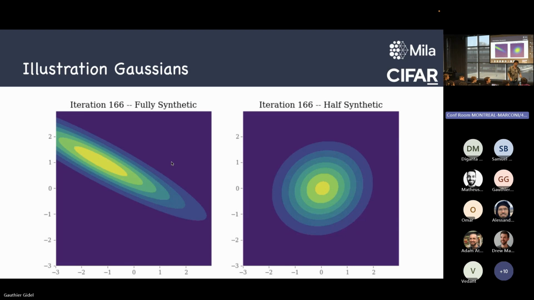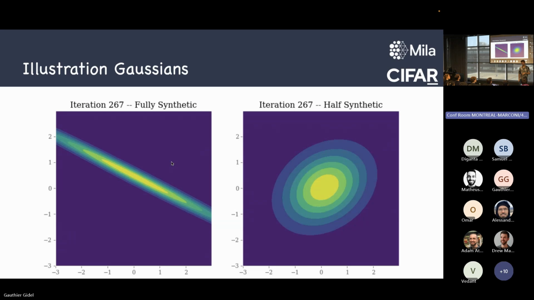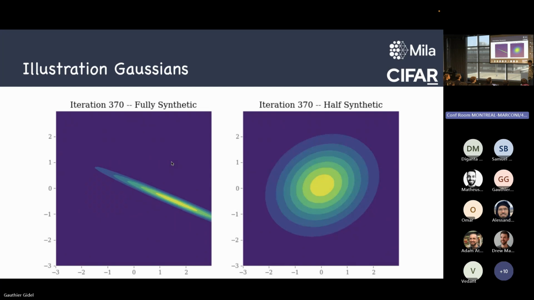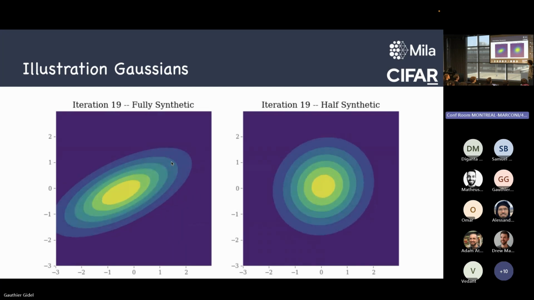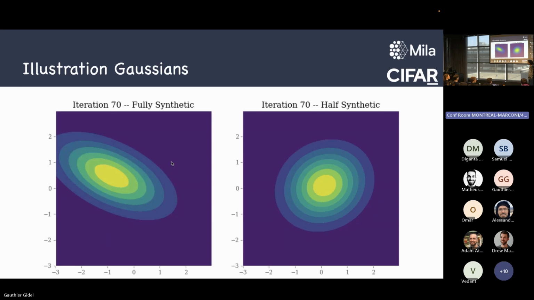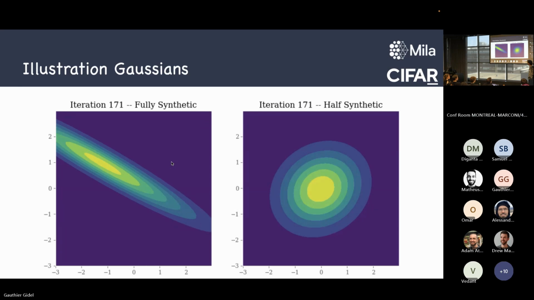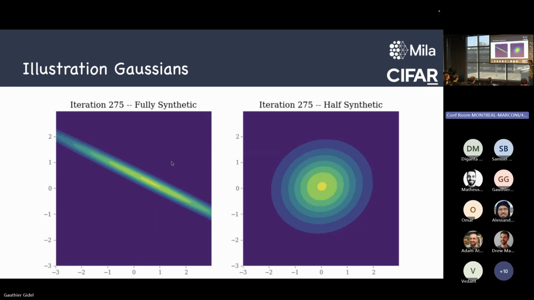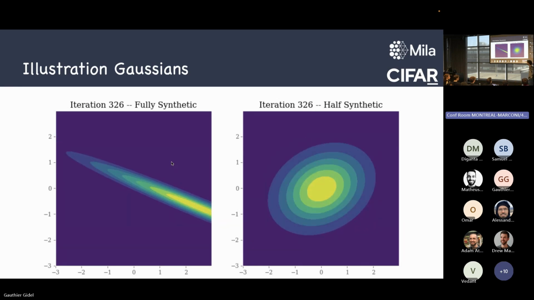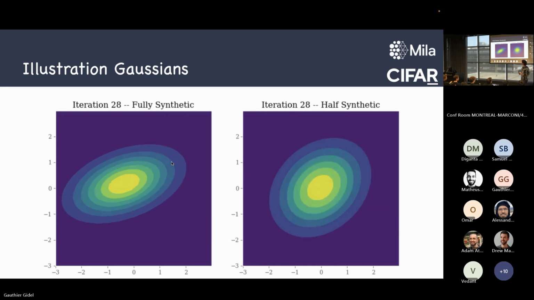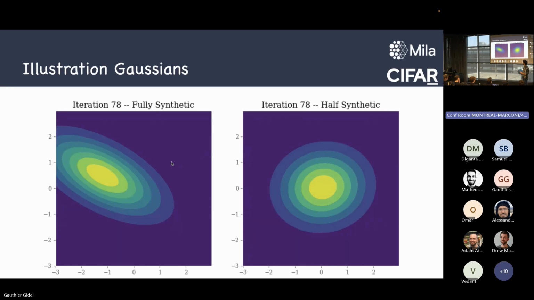Just a quick question. On the right, you're stable, but you're stable with a lower variance than the true one, no? Is the variance lower than the true one? Lower, yeah, on the right. When you use half synthetic, will you be underestimating the variance and stabilizing, but at a lower value? Maybe. We can talk about this after. I'm not sure. I think so. Yeah, maybe. I'm not sure.